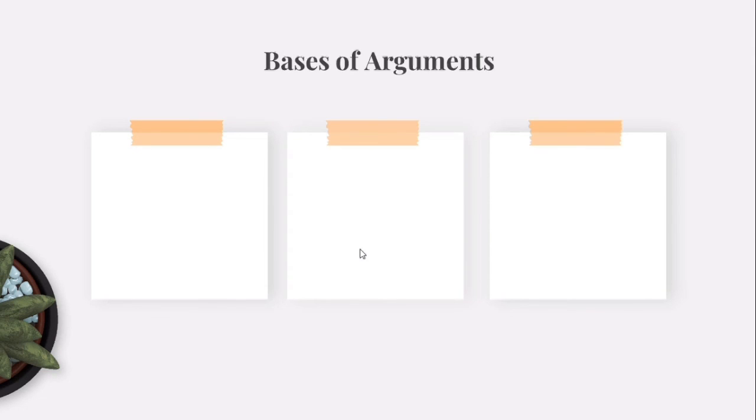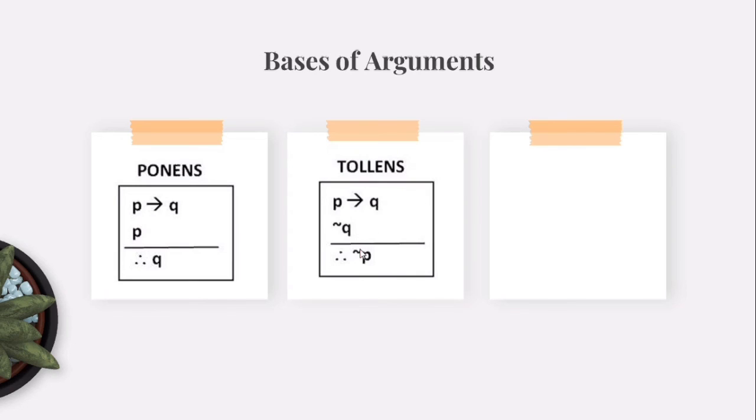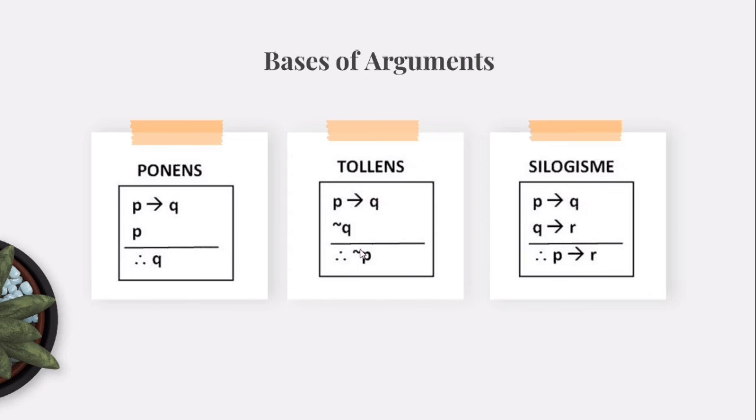Basis of argument. First, we have modus ponens. If p then q is true, and if p is true, then q is true. Second, modus tollens. If p then q is true, and if q is false, then p is false. Last one, we have syllogism. If p then q and if q then r are true, then if p then r is true.